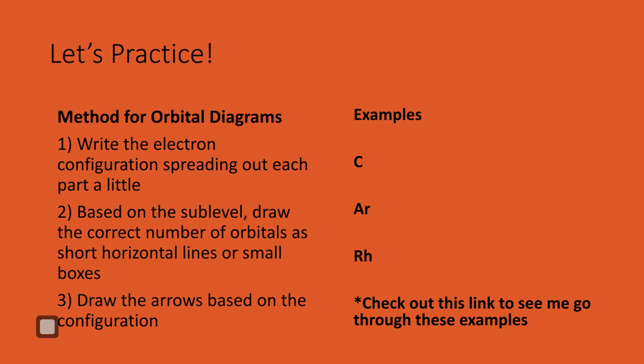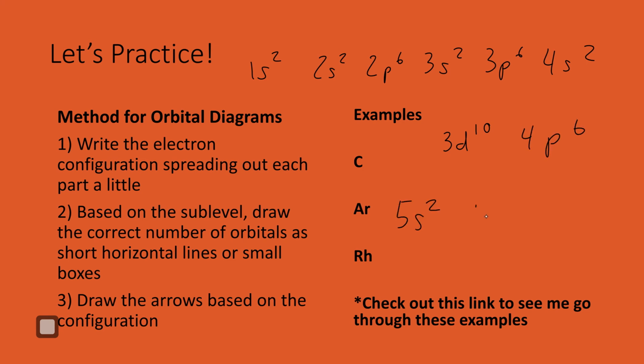Last one is rhodium. Okay, I'm going to put this one up here. It's a little bit longer. 1s2, 2s2, 2p6, 3s2, 3p6, 4s2, 3d10, 4p6, yeah, I chose a long one here, 5s2, and then 4d, 1, 2, 3, 4, 5, 6, 7. Okay, so all the s's have 1, p's have 3, d has 5. And then basically you just draw a ton of arrows.